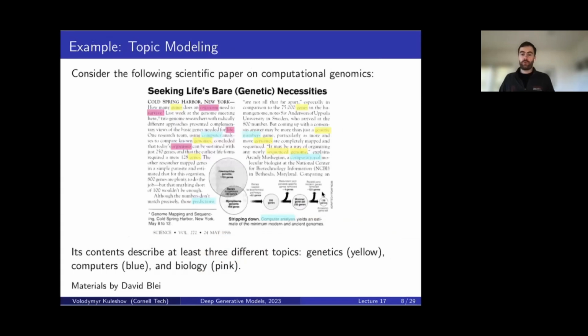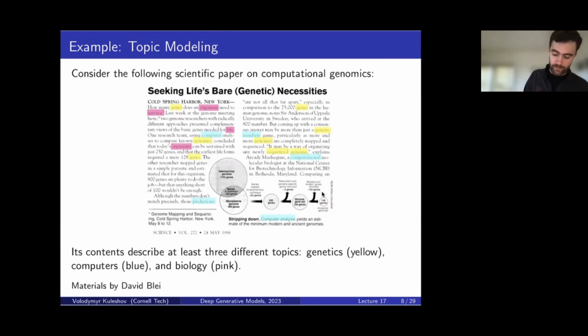Let's look at another example of Box's loop, which is more realistic, and which is going to be introducing a very common algorithm called LDA, or latent Dirichlet allocation. In this example, let's say that the task that we're interested in is to understand the topics in a set of documents.